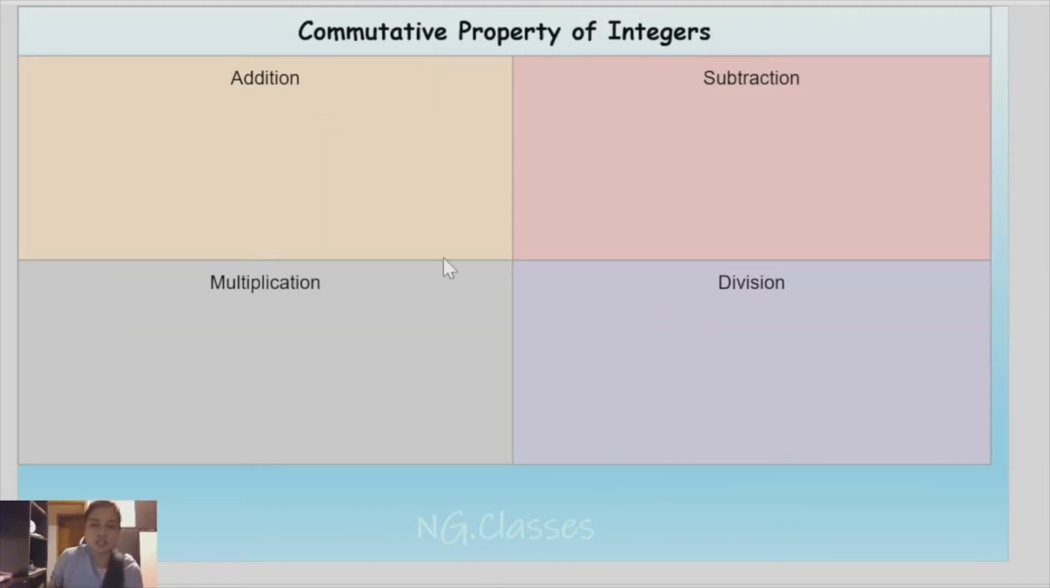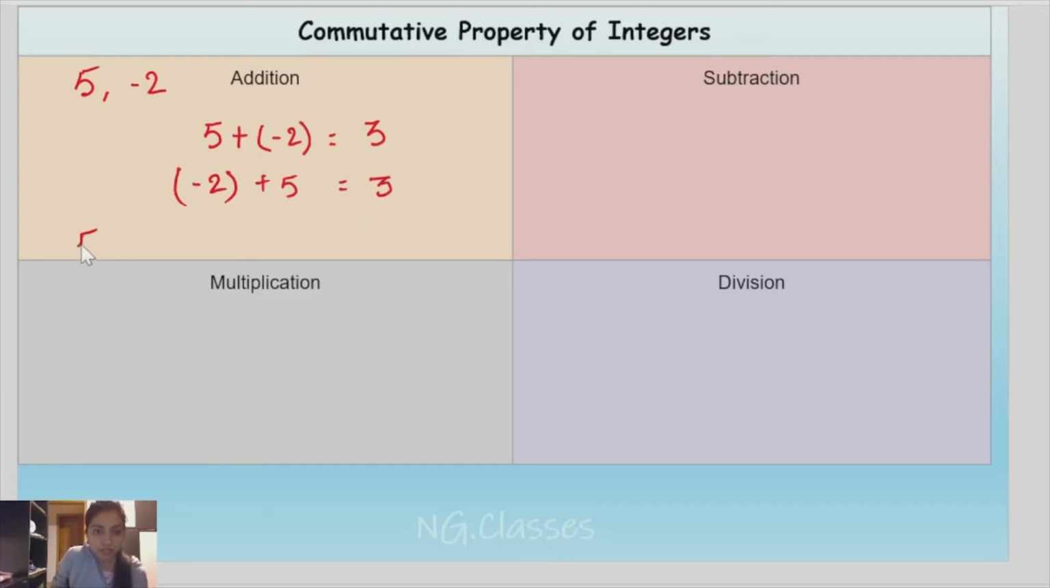Now same thing we will check for integers. So let's take any two integers. Suppose I am taking 5 and minus 2. Add it. 5 plus minus 2 will be positive 3. What about minus 2 plus 5? This will also be positive 3. So we can say 5 plus minus 2 and minus 2 plus 5 both are same, that is positive 3. So addition is commutative for integers.